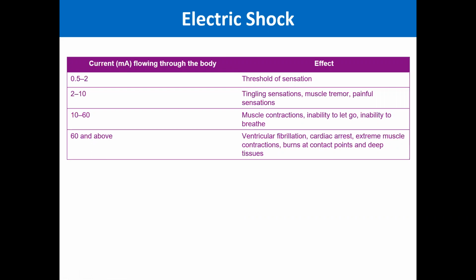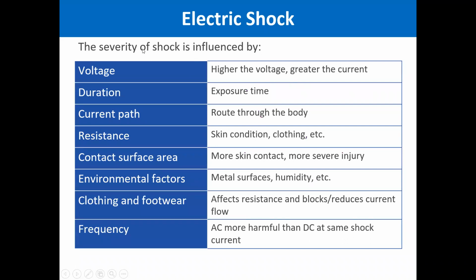So if you have grabbed an electrical wire, or if you're in contact with an electrical conductor, you won't be able to let it go, and you will have an inability to breathe. 60 and above, you will get ventricular fibrillation. It means your heart will stop working, cardiac arrest, and extreme muscle contractions will take place. You will get serious burns to the skin at the point of contact and inside the deep tissue as well. So the severity of the electrical shock depends on how much current is flowing through your body.